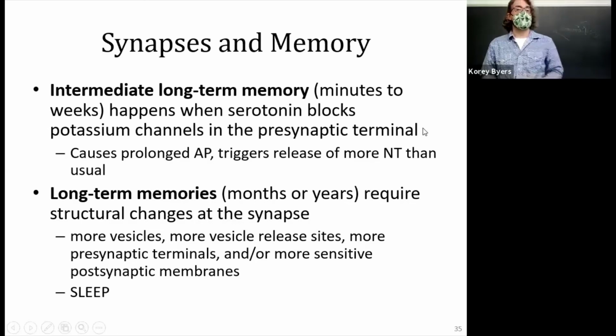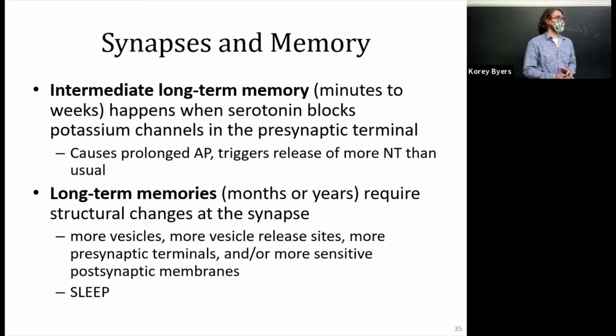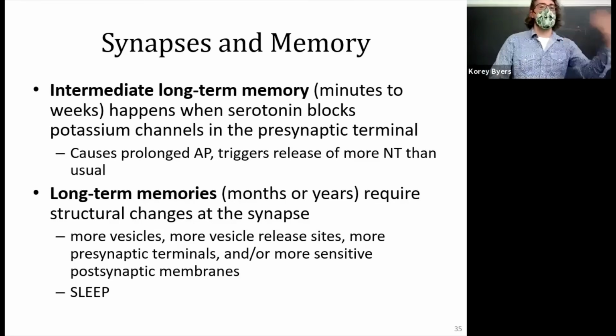And so when serotonin blocks that, it causes a longer action potential. And again, you interpret that signal as a longer memory. It triggers the release of more neurotransmitters than usual. That's one of the reasons that memory loss and blocks of time are a major symptom of depression, because you're not making a lot of serotonin. And so you're not able to store these intermediate long-term memories. And so while you have short-term, you tend to forget things sometimes, especially if there is a major depressive episode. And it's just because serotonin isn't there to block those potassium channels to make a zero instead of a one. Or in this case, it would be a one instead of a zero, if you're thinking in terms of computers.